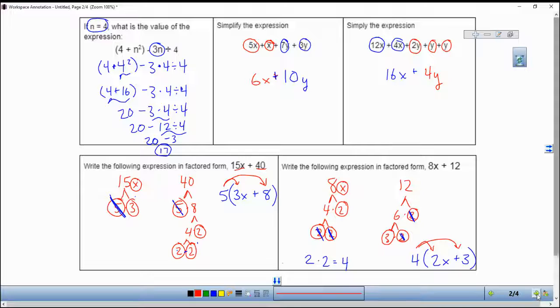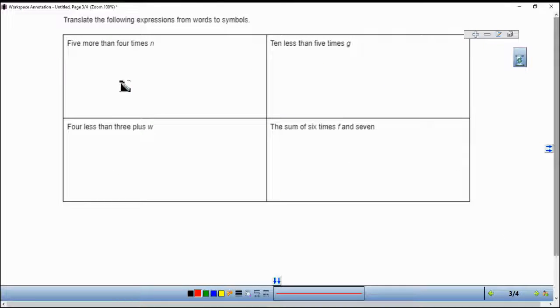All right, let's check out the next page here. We're going to translate these expressions from words to symbols. Okay. 5 more than 4 times n. So we have 2 math words in there, kind of. We have times, which is multiply. We have more, which is add. 5 more than 4 times n.